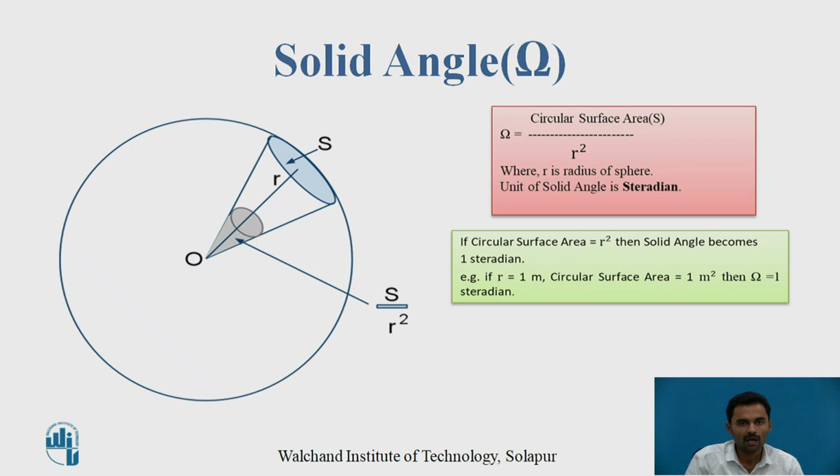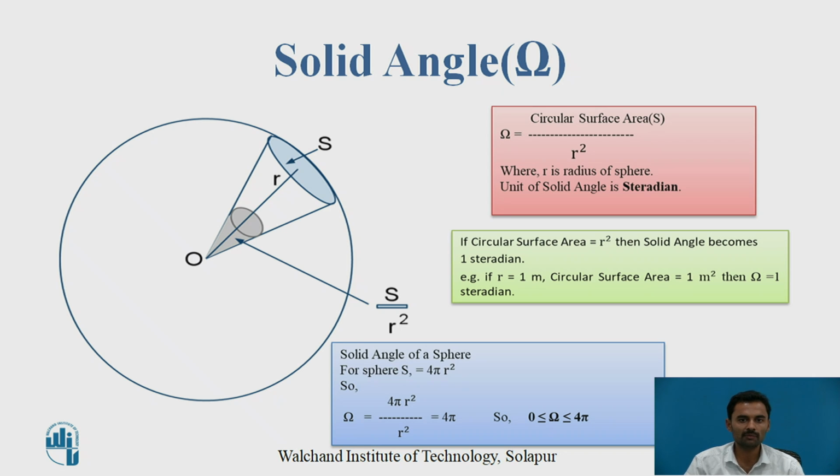Now, what will be the value of the solid angle of the entire sphere? Just like in two dimensions we studied the value of the plane angle of an entire circle, here we are dealing with three-dimensional structures. For the entire sphere, the surface area is 4 pi r square. The formula of solid angle is circular surface area divided by r square. So we have 4 pi r square, the entire surface area of the sphere, divided by r square. The r square terms cancel, and we get 4 pi. That means the solid angle of the entire sphere is 4 pi.